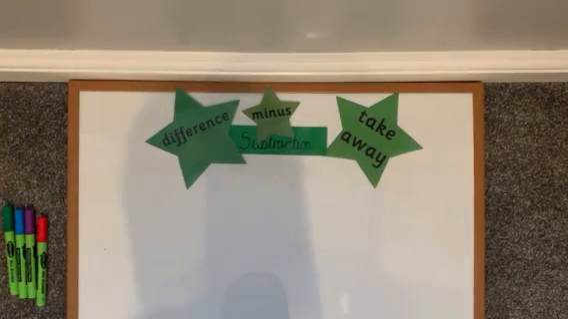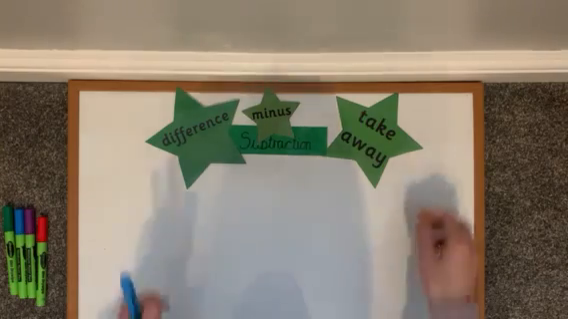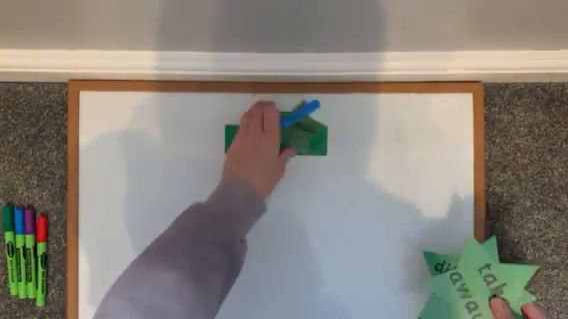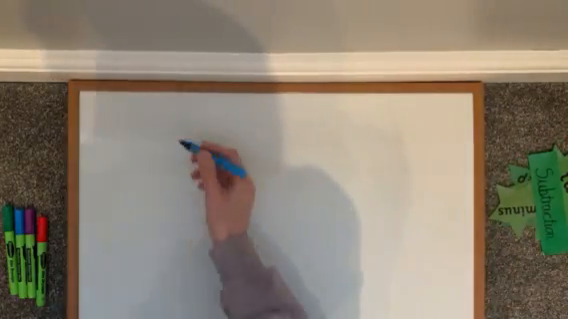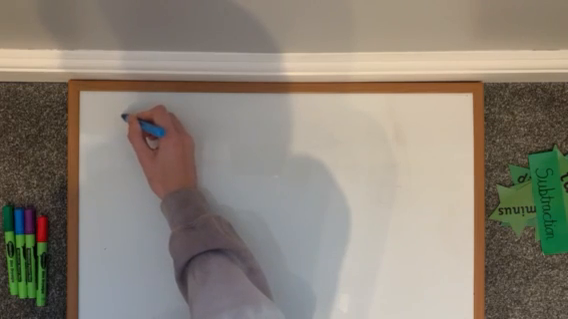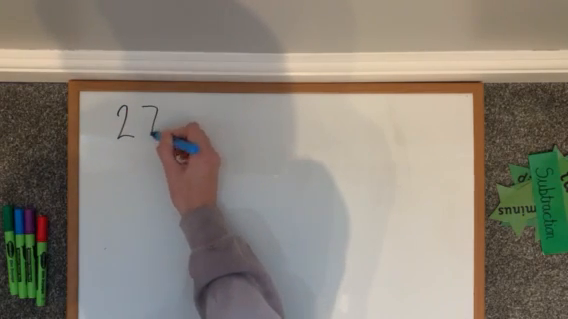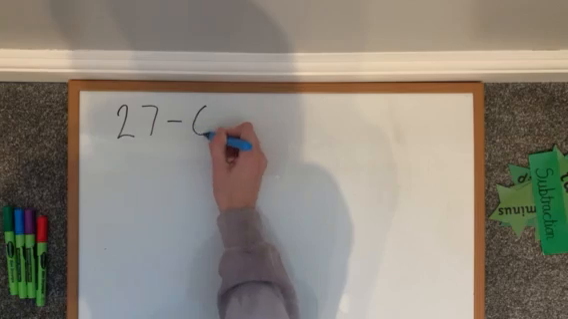Okay then, so we're going to recap what we did last week with our Deans, and then we're going to move on to a new method for subtraction. So I'm just going to move these out of the way. Okay then, so we'll recap last week with 27 and we're going to subtract 6.